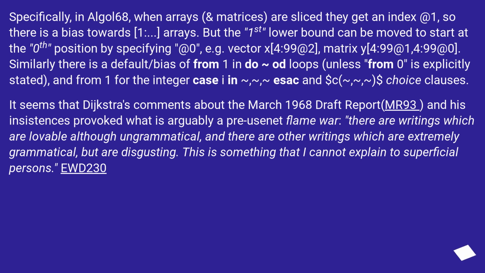It seems that Dijkstra's comments about the March 1968 draft report MR 93, and his insistences, provoked what is arguably a pre-Usenet flame war. There are writings which are lovable although ungrammatical, and there are other writings which are extremely grammatical but are disgusting. This is something that I cannot explain to superficial persons.